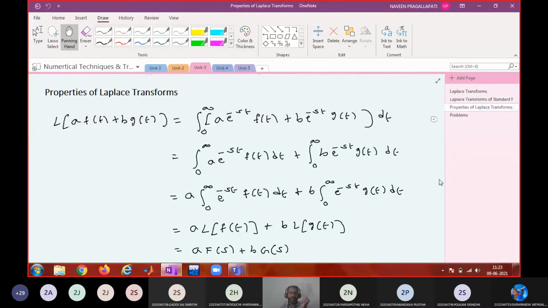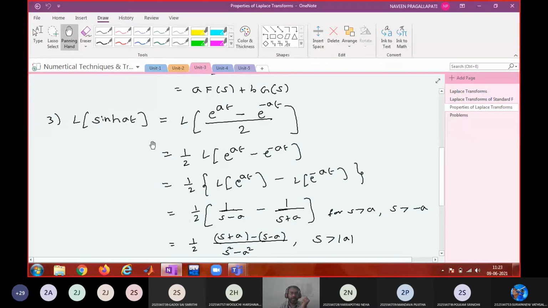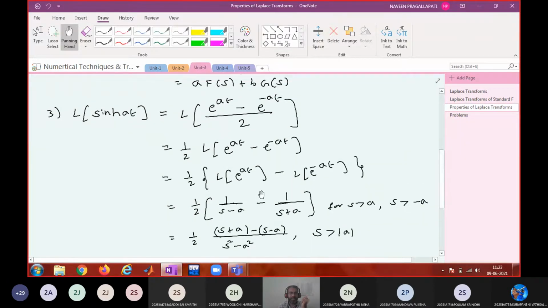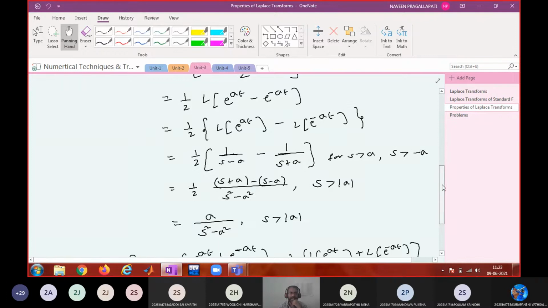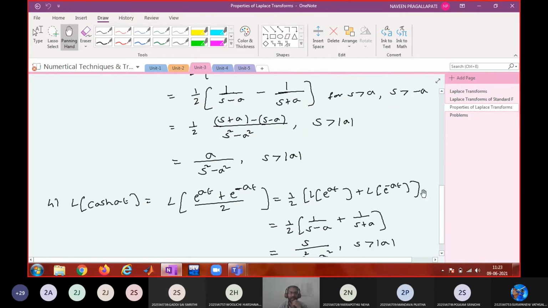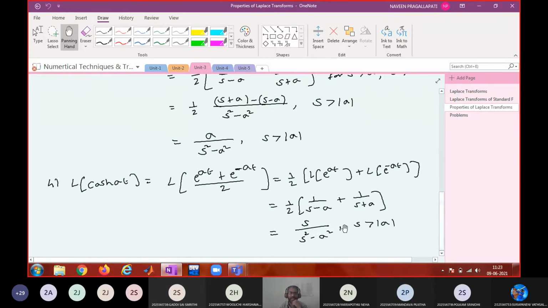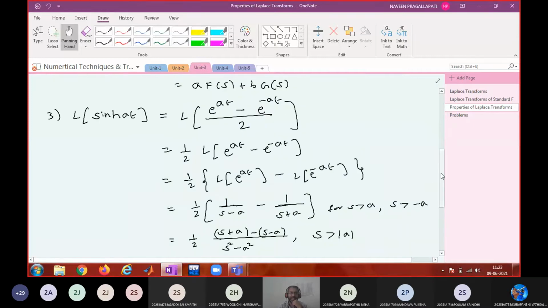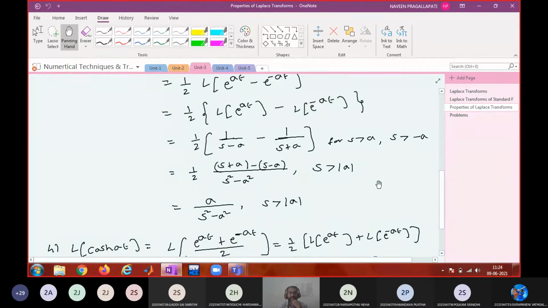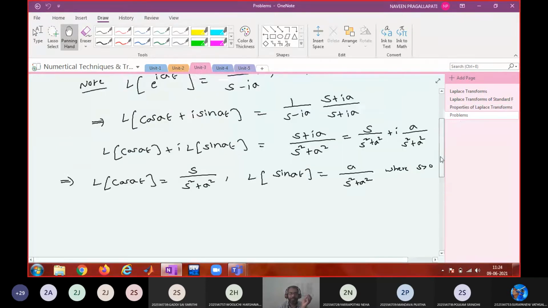If you have linearity property, you can use that to find out Laplace transform of some other standard functions without actually doing the integration. You can apply linearity and apply the Laplace transform of some standard functions. So you can get some more formulas like this. Laplace of cosh at is s by s square minus a square. Laplace of sinh at is a by s square minus a square. And I told you to list out all these formulas in a table.